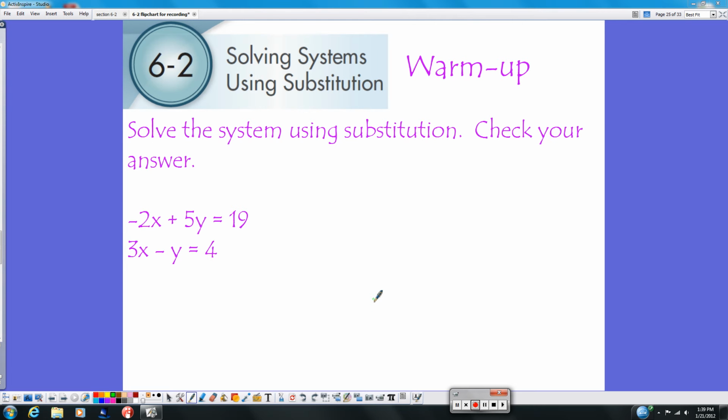Welcome to Section 6.2, Solving Systems Using Substitution, Part 3. As a review, I'd like you to solve the system using substitution and check your answer.